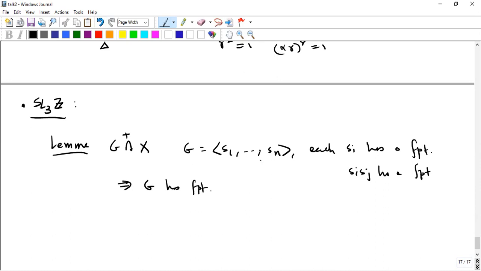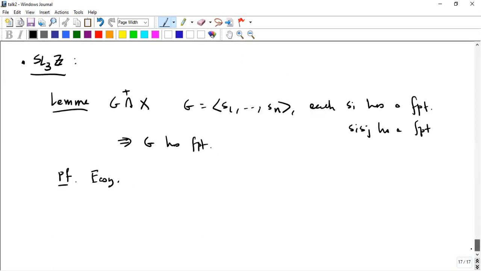We saw it for 2 elements, but for many elements, why is it true? Well, you just use induction. We saw it for 2 elements, and suppose you have another element. That's really it. It's easy. Just boil it down to 2 elements. You just take products and then see what happens. You can take it as an exercise as well.